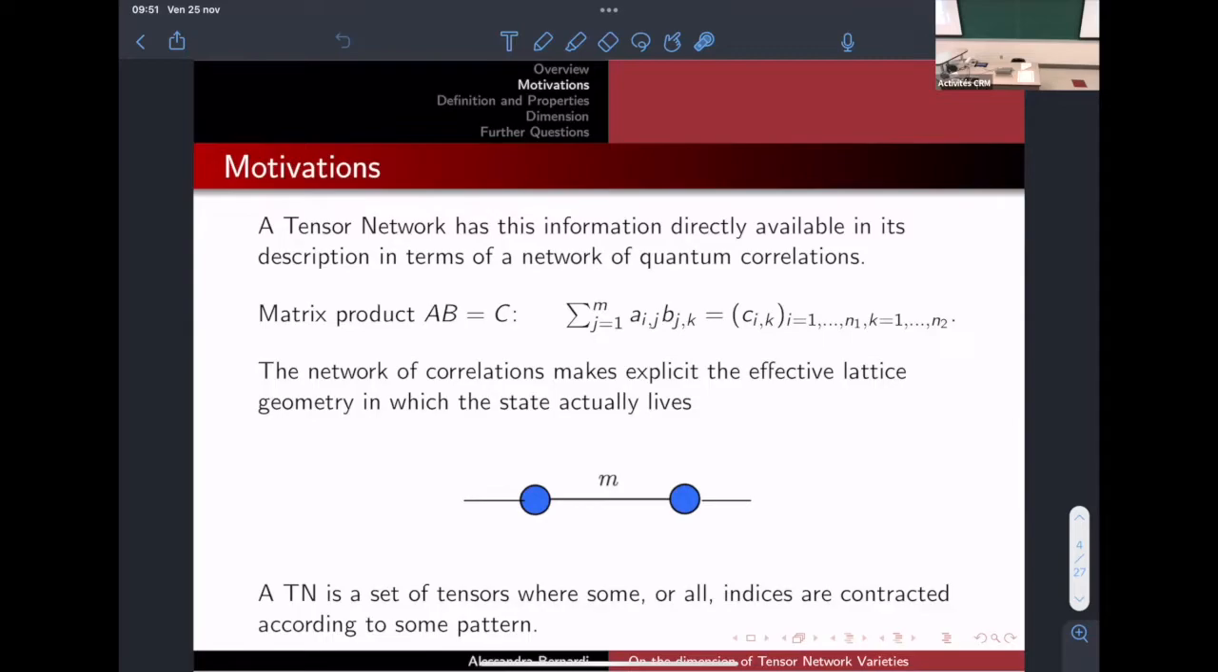And this is... I probably have another slide for this. Sorry. Yeah, I'll say it later. Sorry.